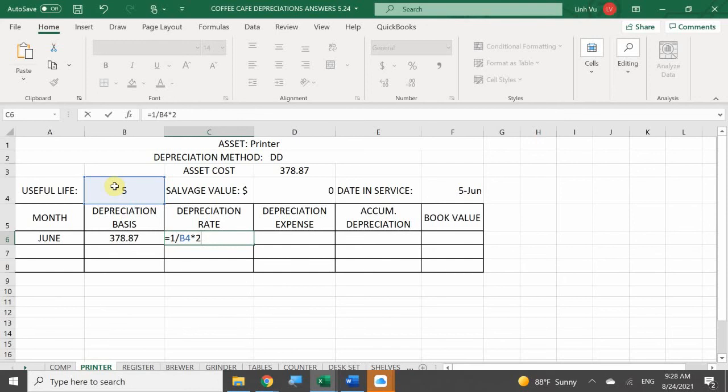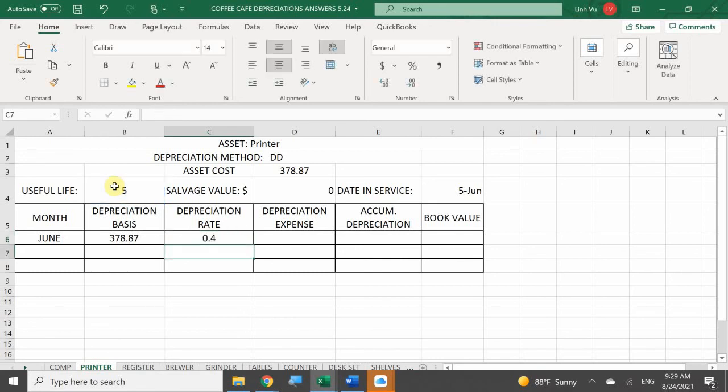So you would divide by the 5, right? What'd you say, Nathan? I didn't hear. I just figured out 0.4. I don't know if it's correct. Yes, that is correct. Can you tell me how you got that? It's 1 divided by 5. The formula is 1 divided by its estimated useful life, which is 5. And because it's double declining, we need to multiply it by 2.